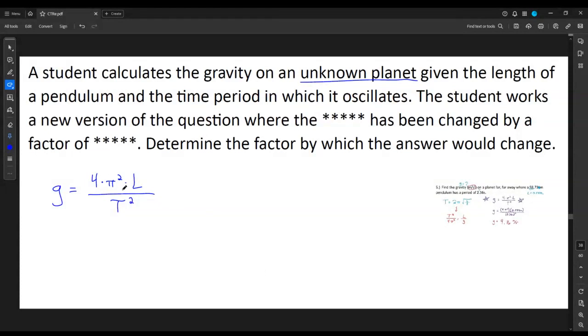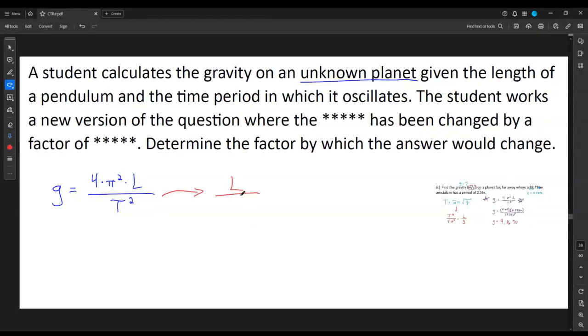Now, coincidentally, pi squared is actually relatively close to Earth gravity, but that's pure coincidence. So no special meaning or anything there. Okay, and so if we look at what this is going to do, keep in mind that we're looking for a ratio of a new answer compared to an old answer. So these things that are constants are basically just going to cancel out from each other.